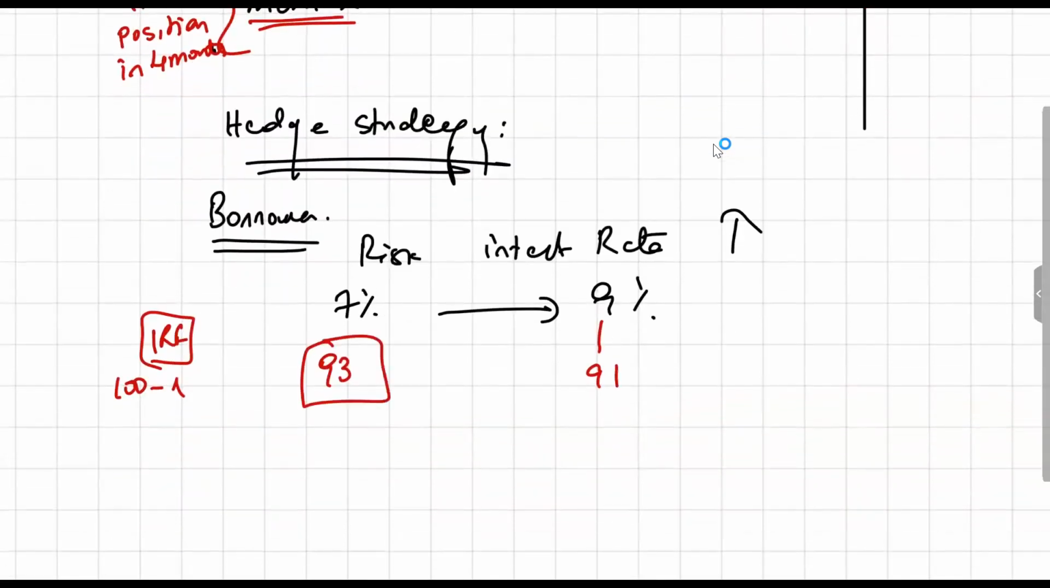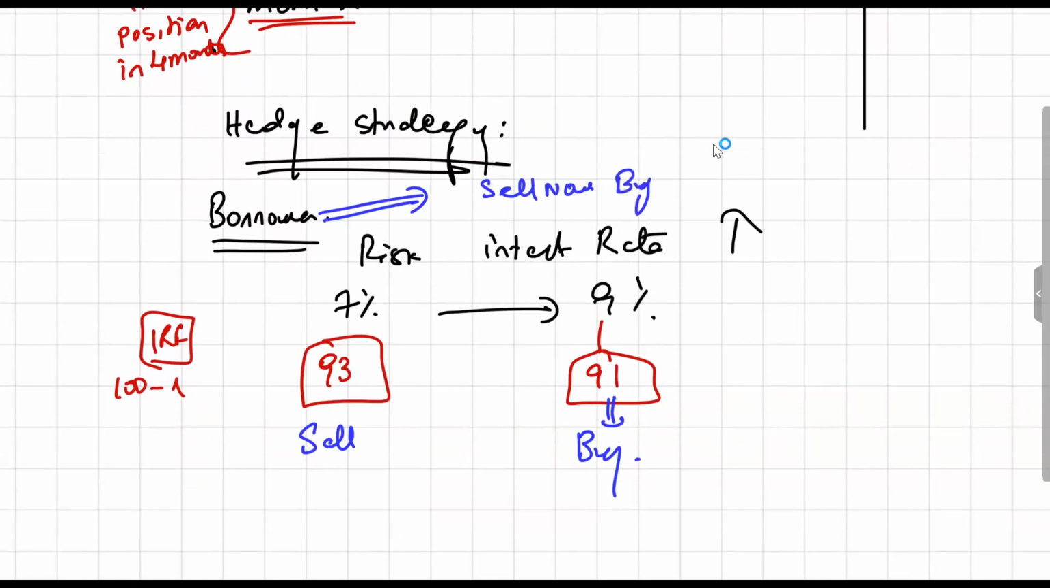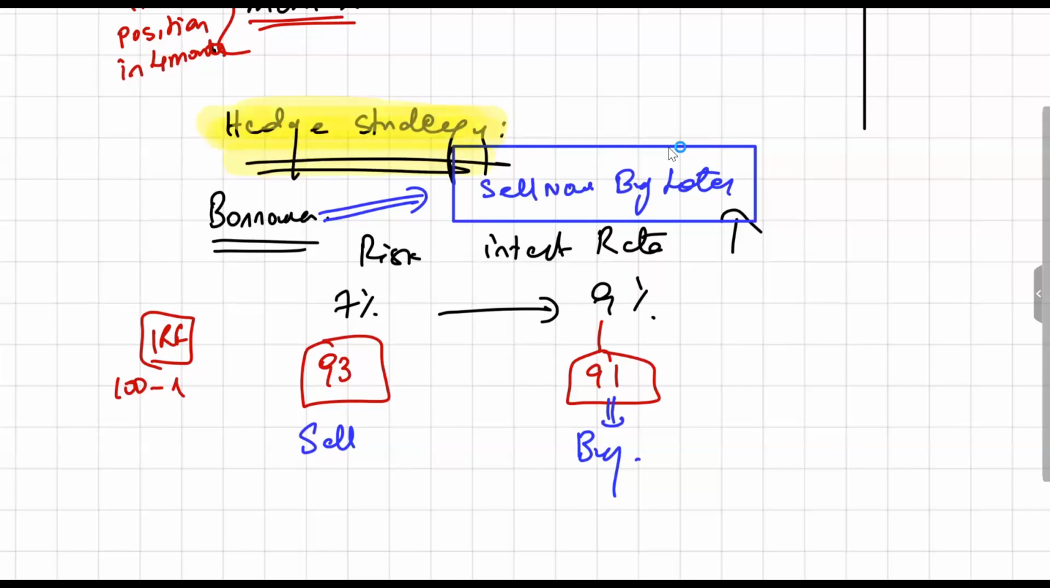So when we try to create a hedge strategy, we try to keep the interest rate futures price in mind. It is expensive right now, so you should sell it, and it is going to be cheaper later on, so you should buy it. So for the borrower, the hedge strategy should always be sell now, buy later. I repeat, for the borrower, the hedge strategy should always be sell now, buy later.